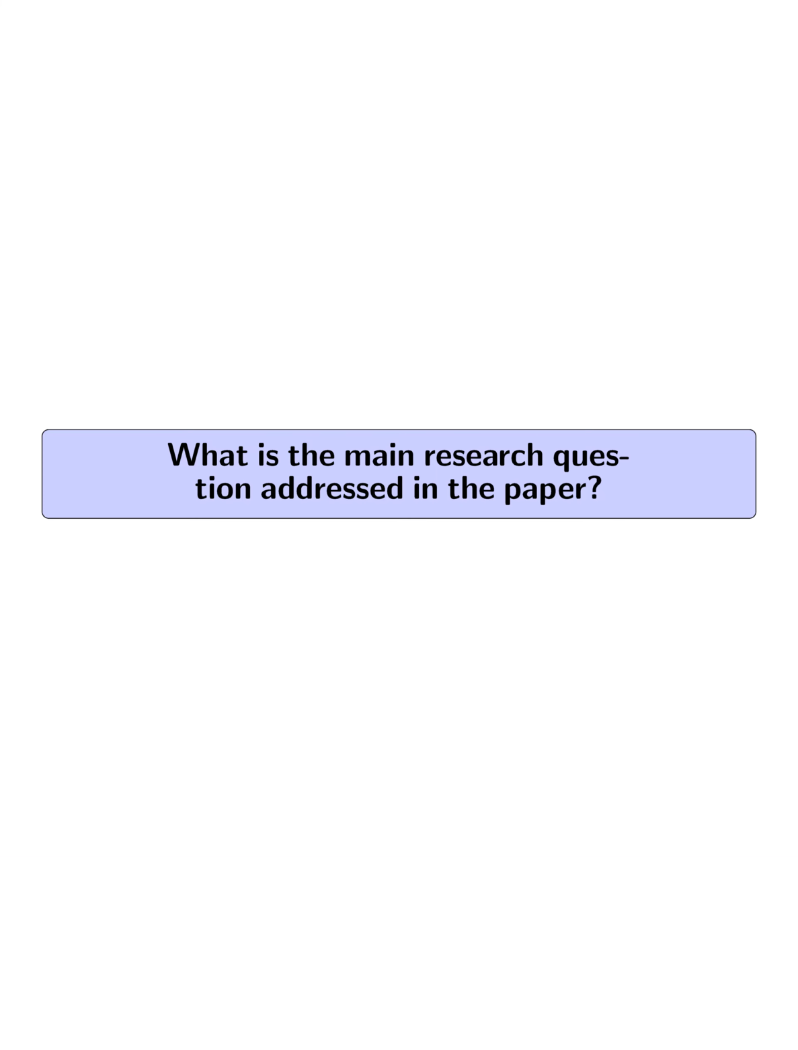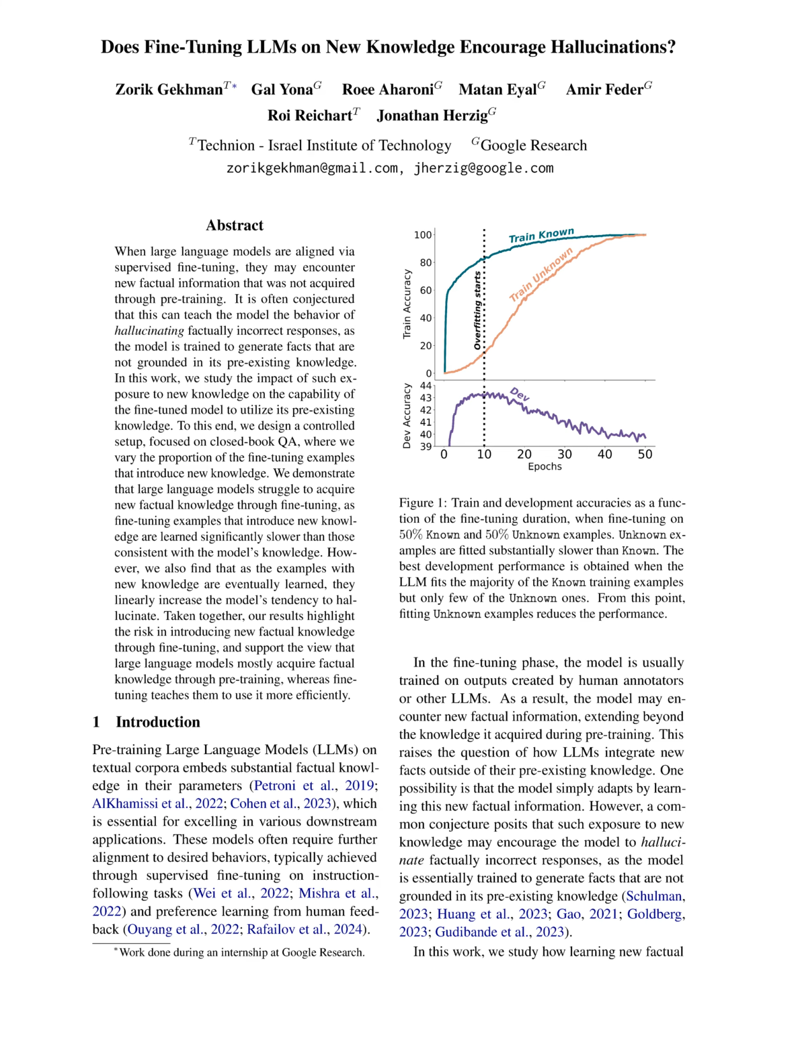What is the main research question addressed in the paper? The main research question addressed in the paper is how learning new factual knowledge through fine-tuning impacts the model's tendency to hallucinate with respect to its pre-existing knowledge.